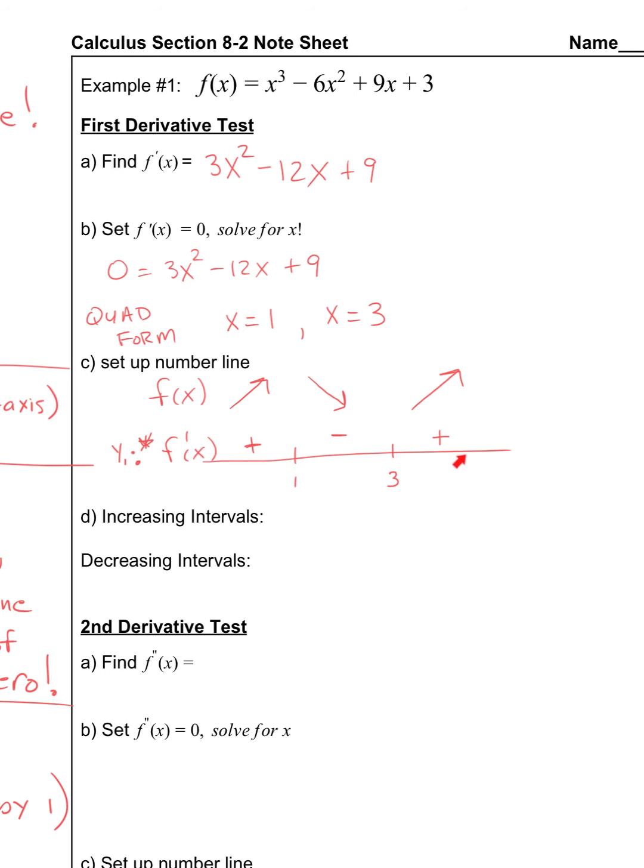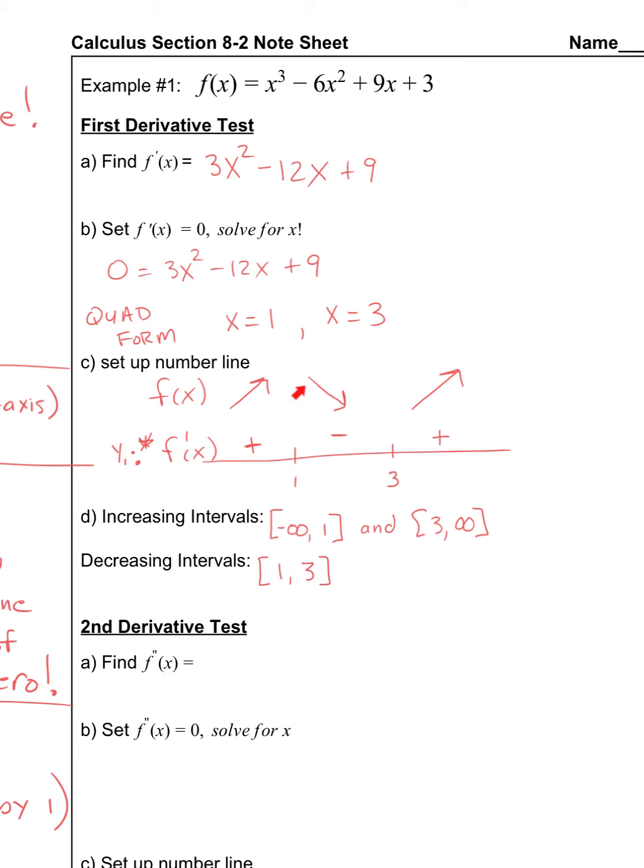Now from this number line, we can find all this information. The increasing intervals is from negative infinity to 1 and from 3 to infinity. So this interval is increasing, this interval is increasing. So we just write those out with brackets. From negative infinity to 1 and from 3 to infinity. And then our decreasing interval is the one in the middle, from 1 to 3. So our first derivative test will tell us where our function is increasing and decreasing.